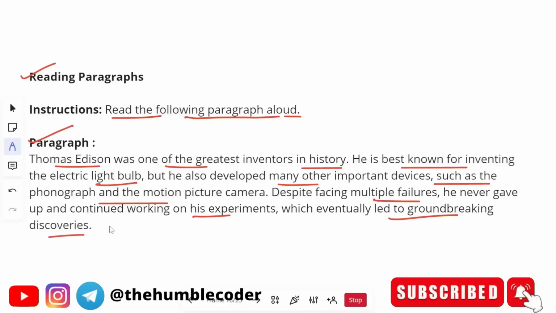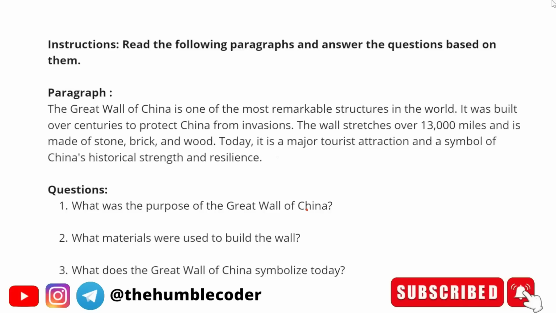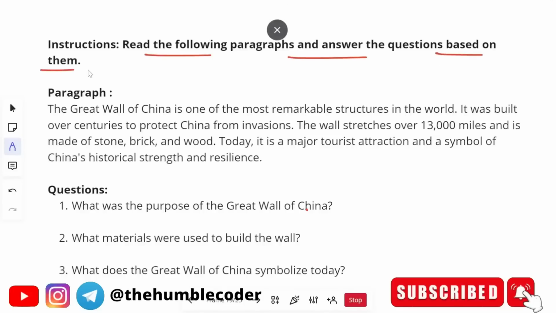So in this way, this is another set of questions where you will be having paragraphs written on your screen and you need to read it aloud. Okay, let's move on to the next question now. Let's see this next question that we have. Read the following paragraph and answer the question based on them. Okay, so we have a paragraph given to us. What we need to do is, based on this paragraph, there are some questions. We need to answer those questions. Let's attempt this question. First, let's read the paragraph.